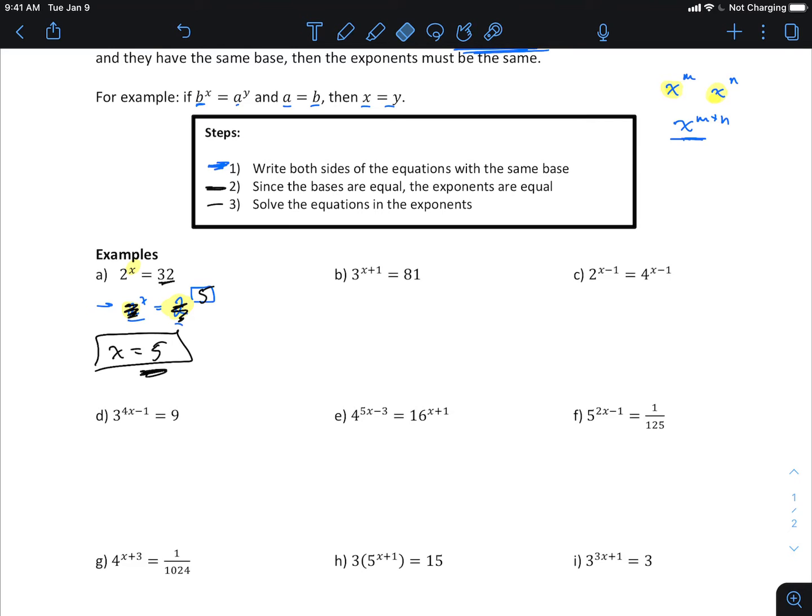Next one. You identify, I have a 3 here. Your goal is to rewrite 81 as a base of 3. So 3 to the power of what gives me 81 is your question. You're by all means free to use your calculator. You just try them. You try 3 to the power of 2, not going to work. 3 to the power of 3, not going to work. 3 to the power of 4. Maybe 3 to the power of 4 gives me 81. So we're good. 3 to the power of 4 still has to equal the left side, so we're going to say 3x plus 1.